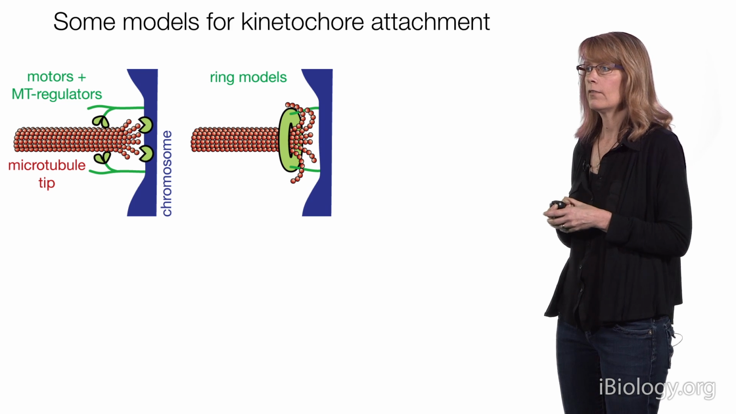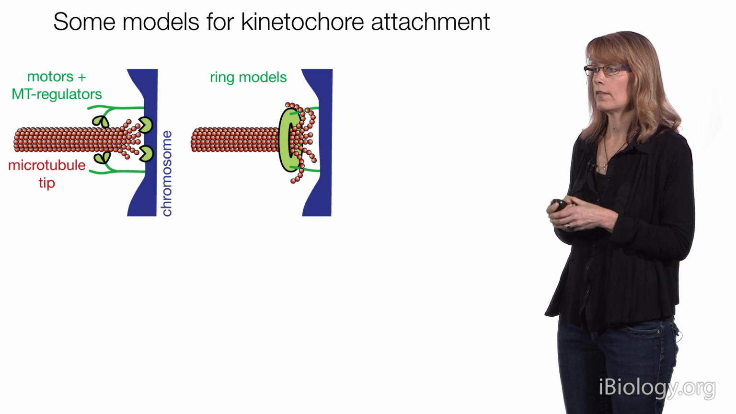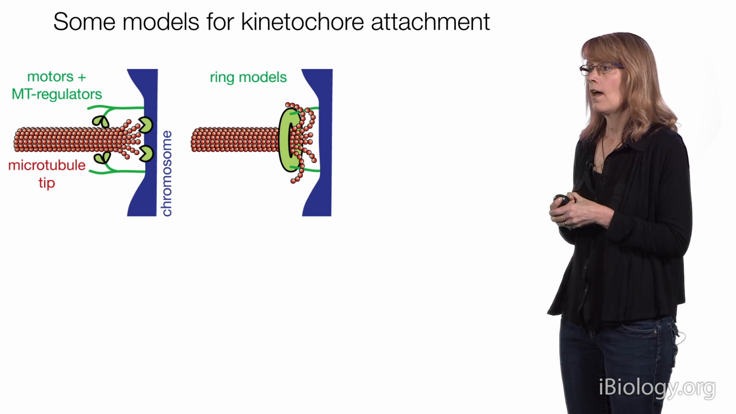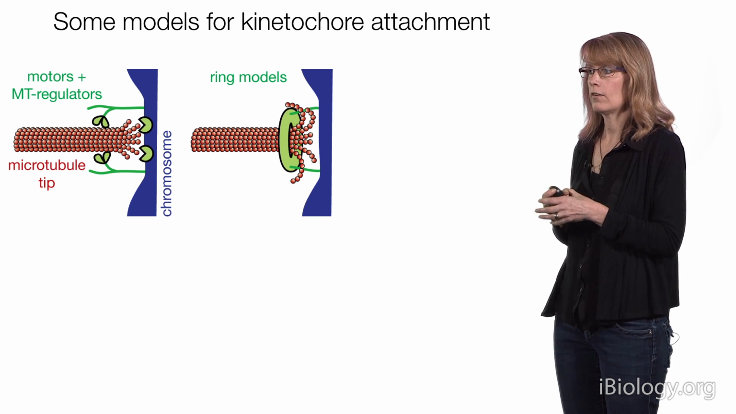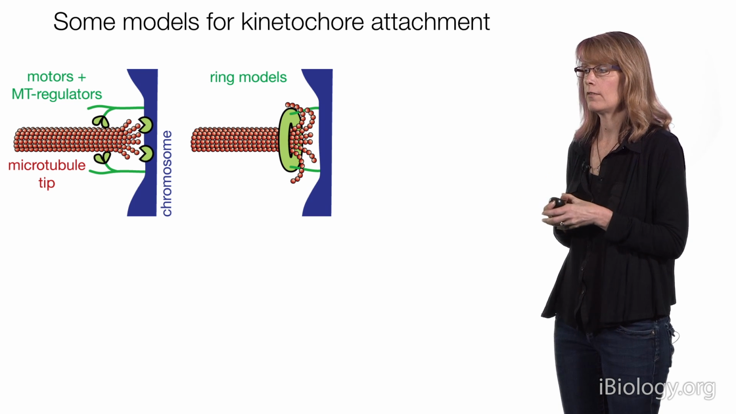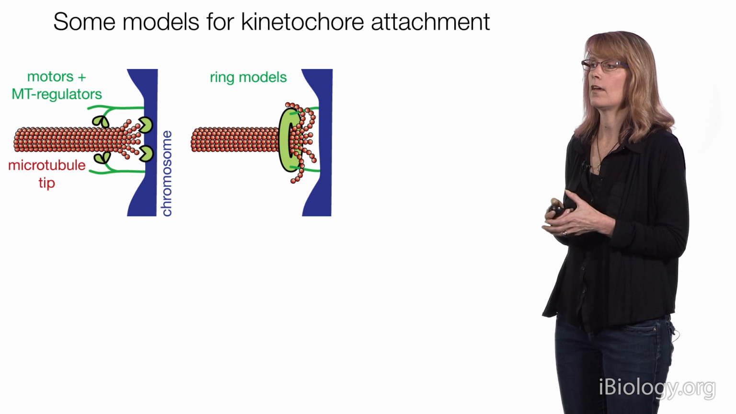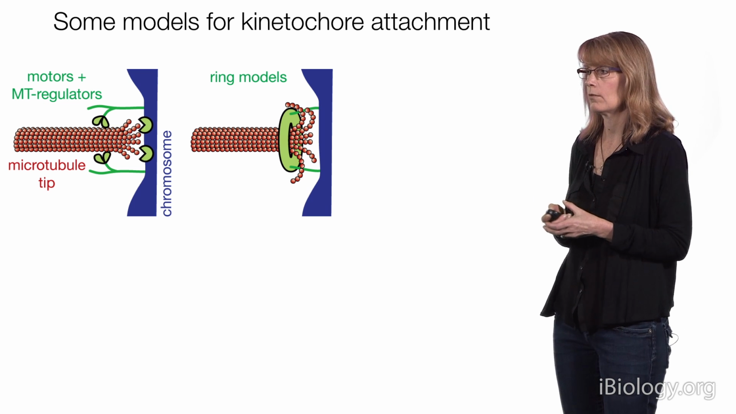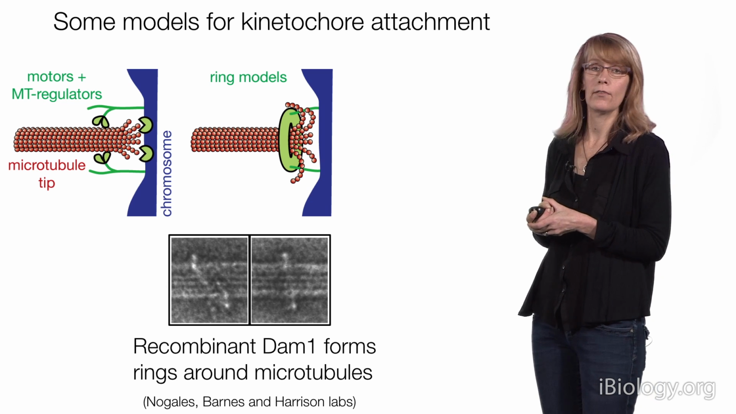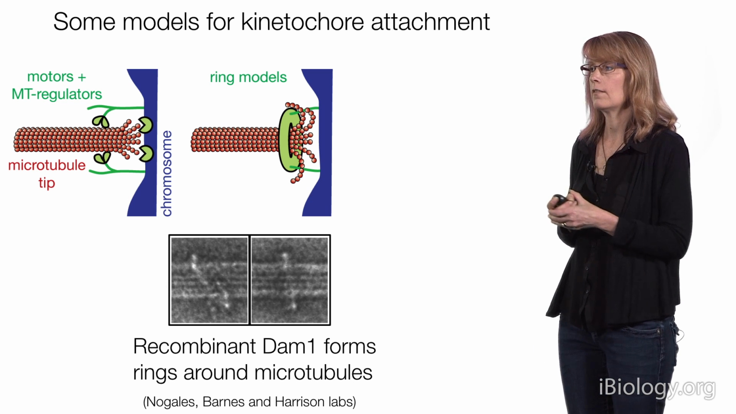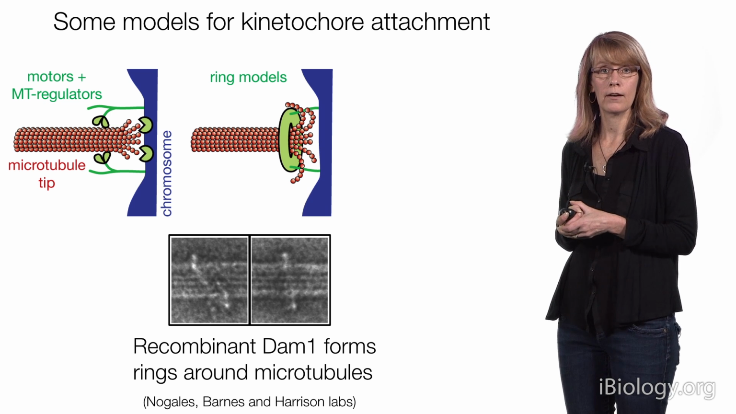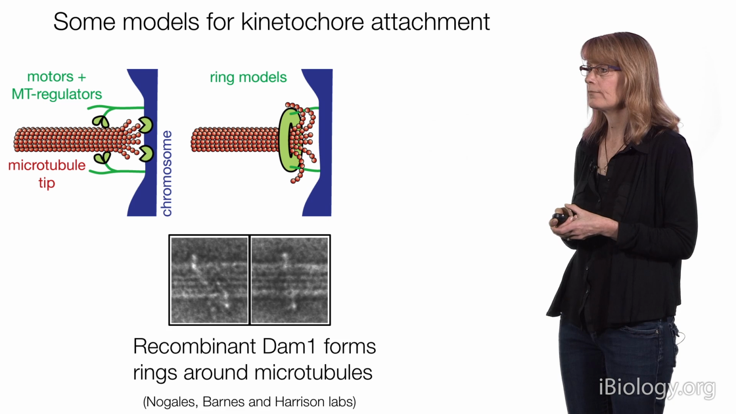There are ring models that take into account the idea that the kinetochore can form a ring around the microtubule, and as long as that can stay attached, the peeling protofilaments as the microtubule disassembles will maintain an attachment. They'll harness the energy of depolymerizing microtubules. This model has been very popular because work from the Nogales, Barnes, and Harrison labs, as you can see in these EM images, showed that the DAM1 complex can form a ring around the microtubule.